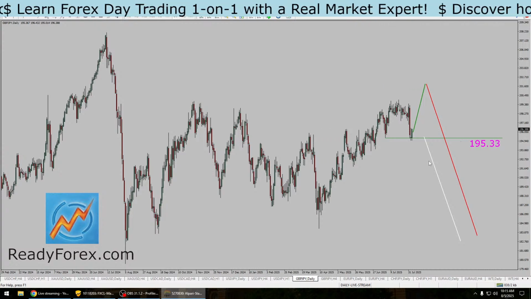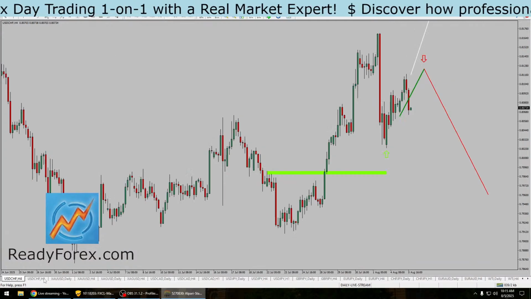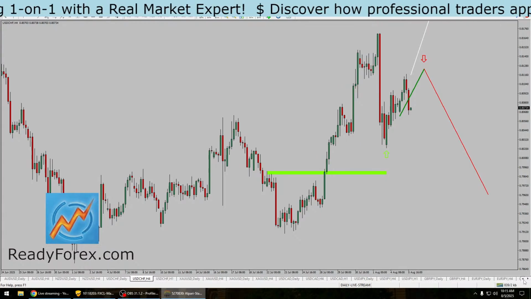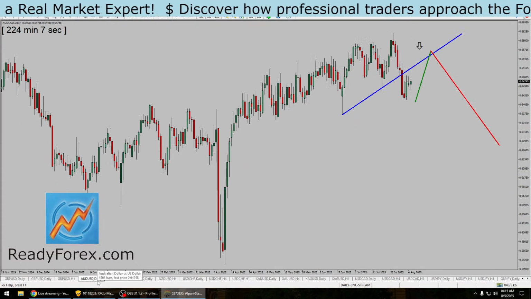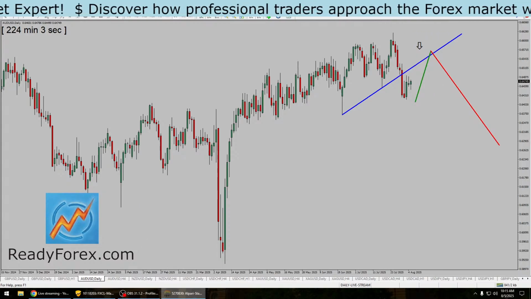Okay, Aussie dollar, I think I already covered it, but let me check it out. AUDUSD currency pair. Okay, give me a second. So Aussie dollar, I think AUDUSD is going to rise up.